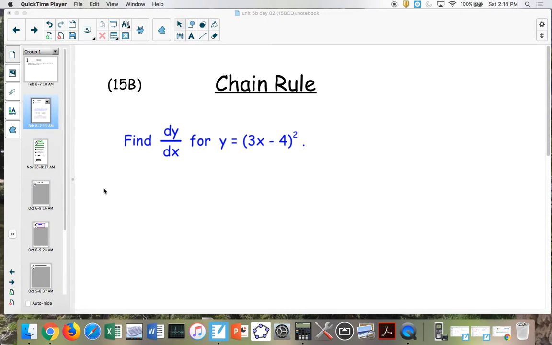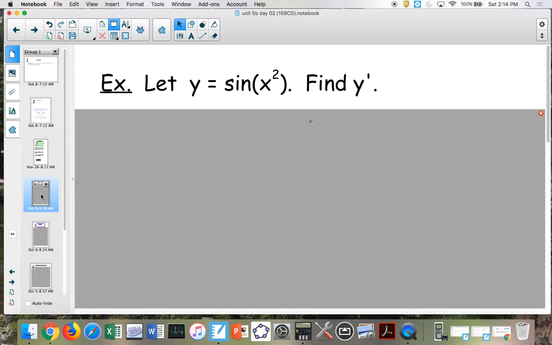Okay, so last class I introduced you guys to the chain rule, and we focused on looking at more complicated functions as composition of functions, so we can learn how to apply the chain rule. So today, we're going to go ahead and apply that chain rule. So let's say we have y equals sine of x squared, and we want to find y prime, the derivative of y, or dy dx.